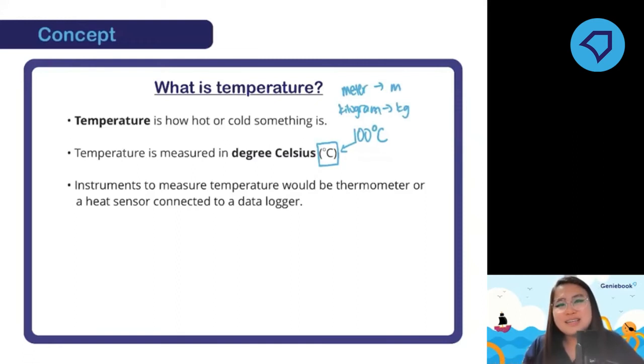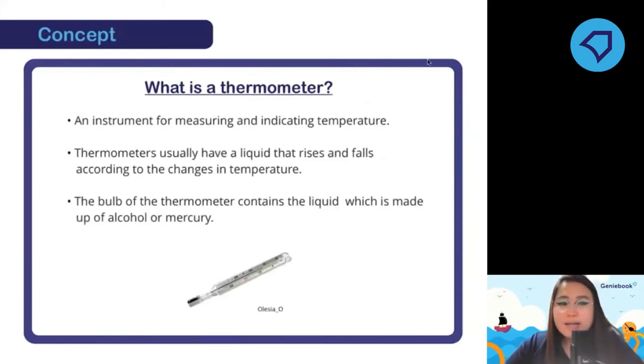So these instruments, especially thermometers, are used to measure temperature. Another way that you can measure temperature is by this thing called a heat sensor connected to a data logger. Very, very long term. Again, I'll be showing you the video later on. Don't worry. What is exactly a thermometer?